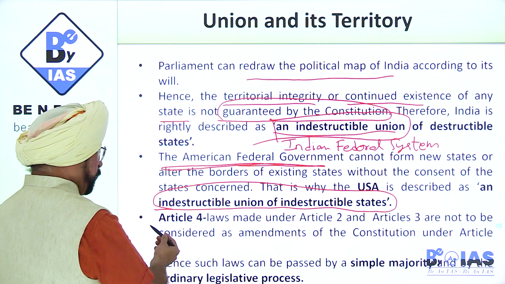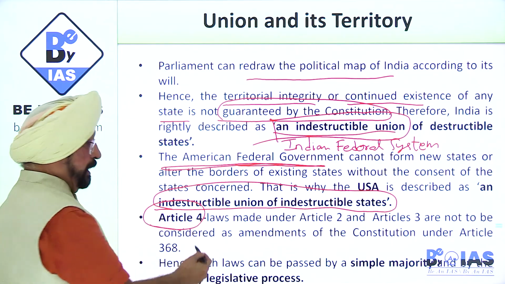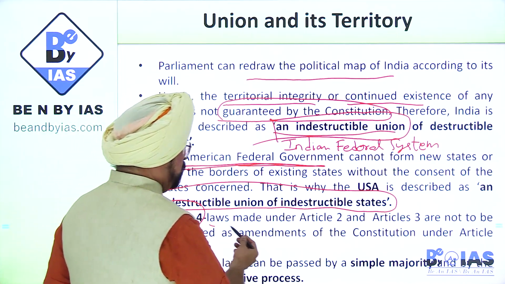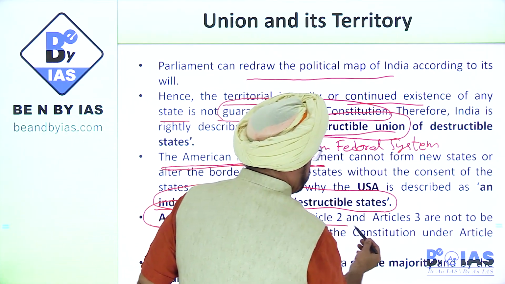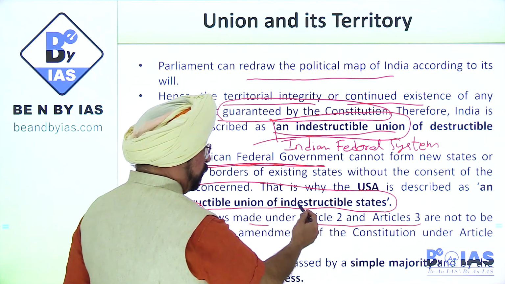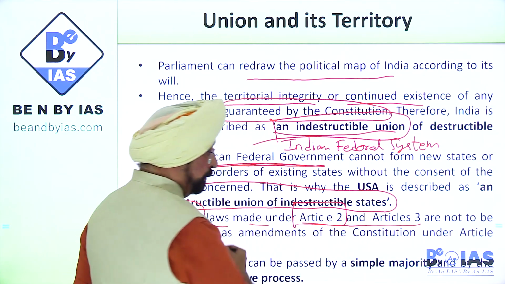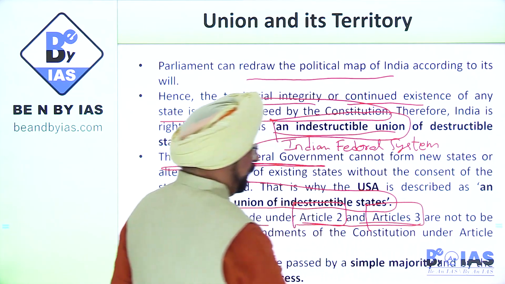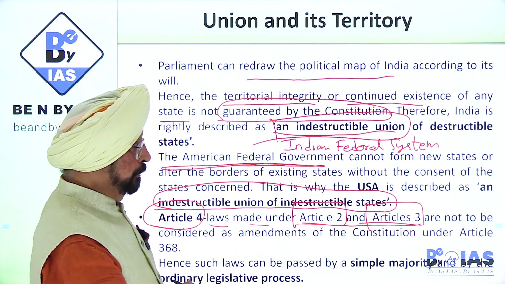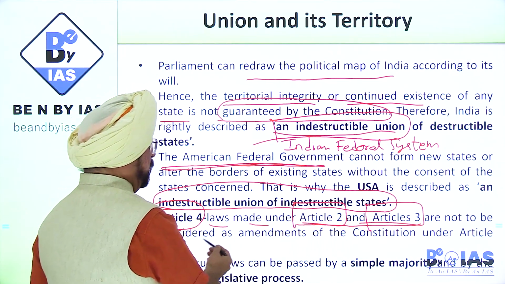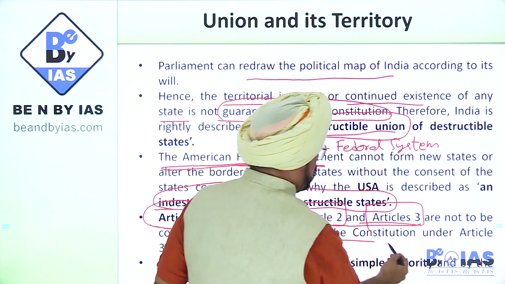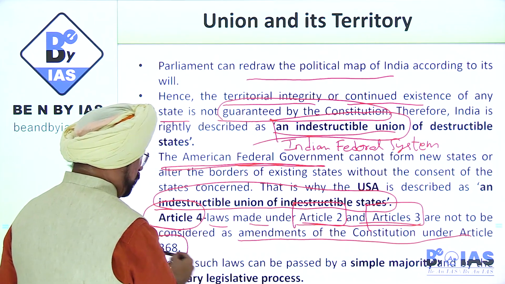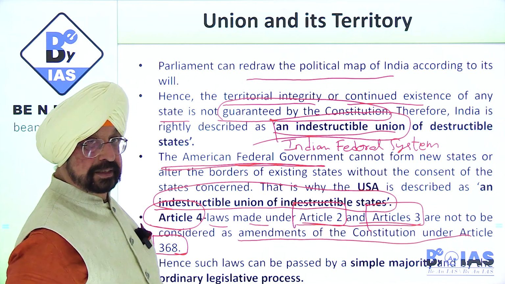So, Article 4, we come to the last article of this part, which says that the laws made under Article 2 and Article 3, Article 2 being for new states and Article 3 for reorganization and renaming of the states, are not to be considered as amendments of the Constitution under Article 368. This is important. There are case laws on that. We will see in the next slide.